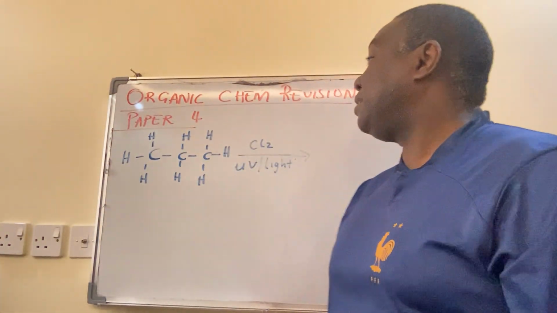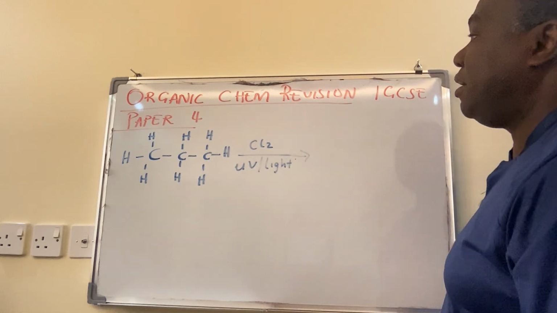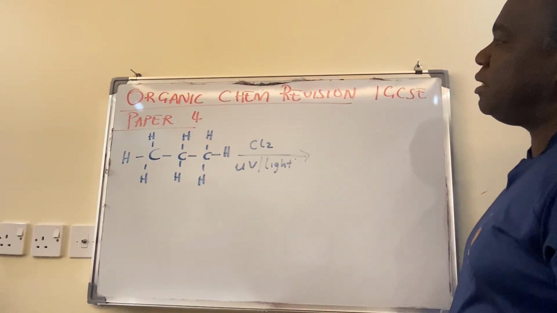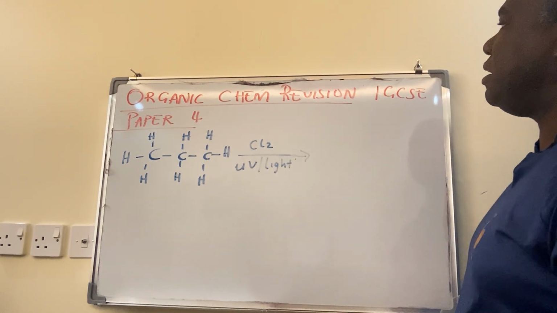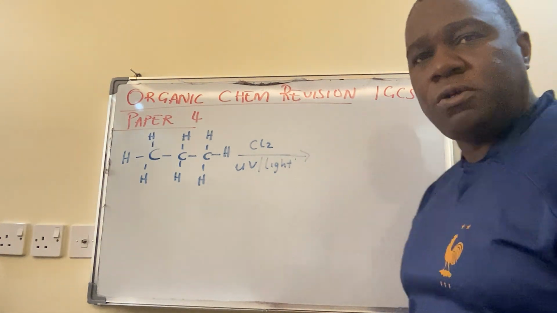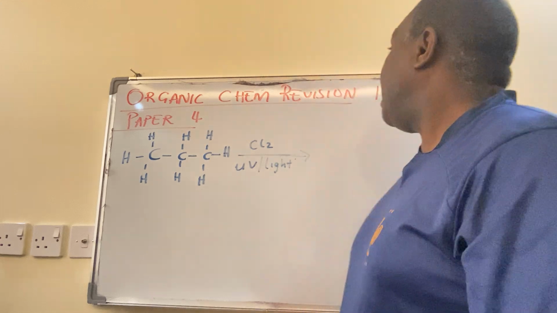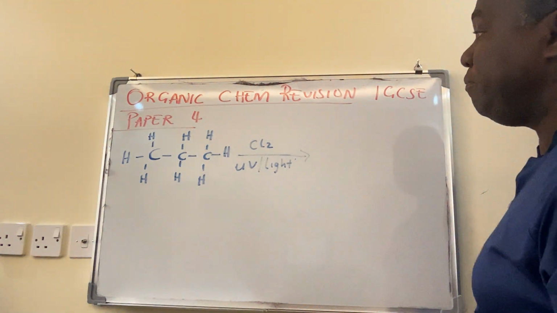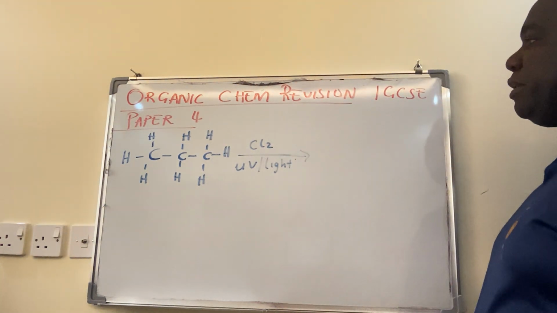Today, I just want to look at this structure which you find on the whiteboard. I'm just going to revise organic chemistry as part of your revision for paper 4, which used to be called paper 3 in IGCSE, AS and A level chemistry. Now, on the board, I've drawn a structure here.